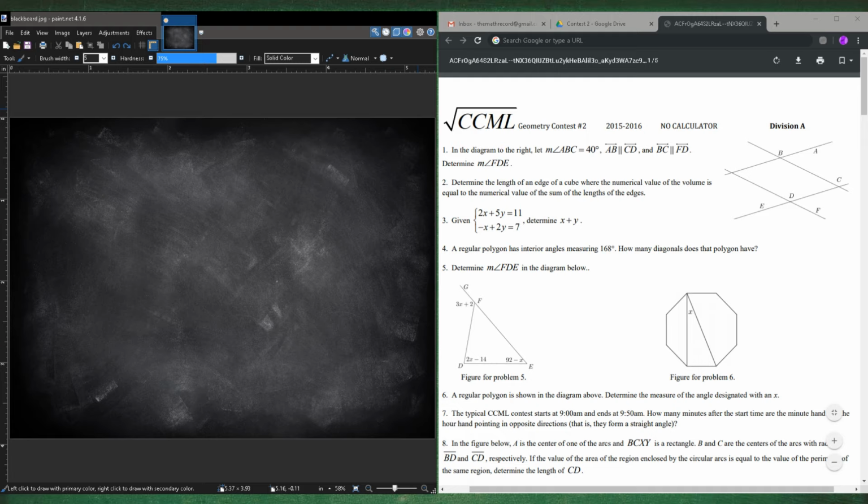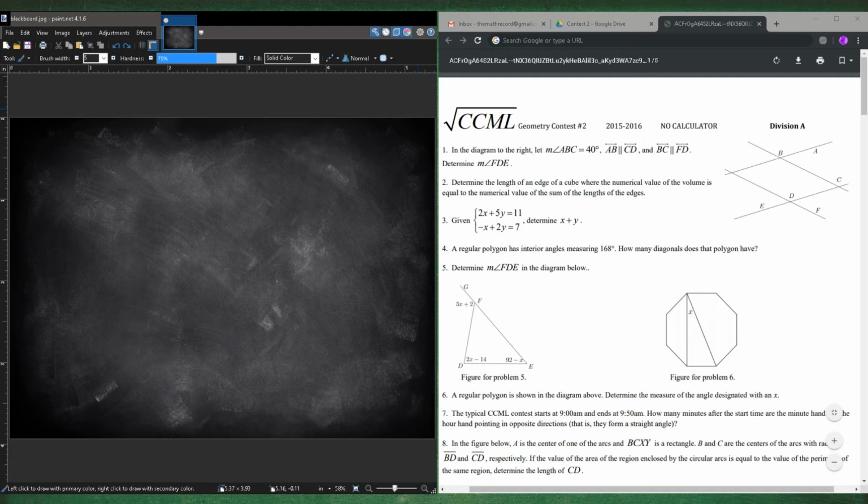Okay, question 1. In the diagram to the right, angle ABC is 40 degrees, AB and CD are parallel, and BC and FD are parallel. So these two lines are parallel and these two lines are parallel. Determine the angle FDE. Since this is 40 degrees, right?